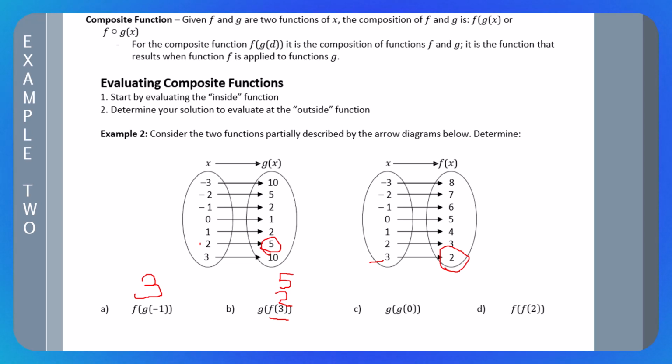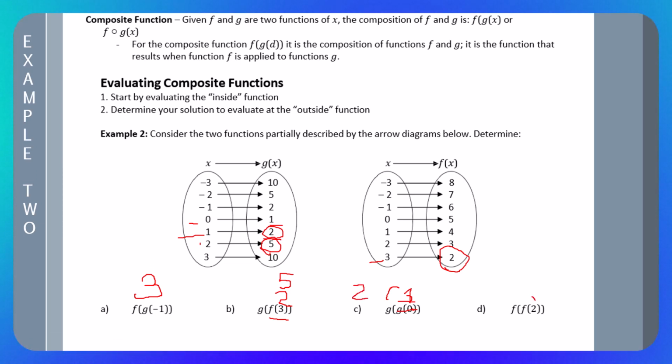All right, now we're going to have g of 0. So we're going to start with function g. Input 0, our output is 1. So we get 1 right here. So we're going to put that back into function g. So at 1, if we input 1, we get out 2. So this answer is 2.